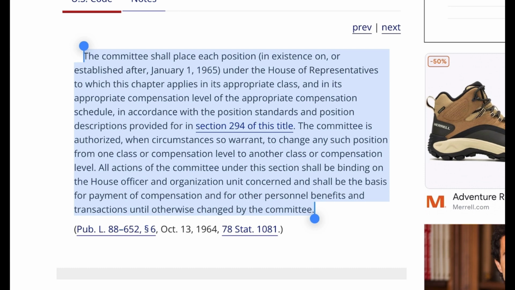The committee shall place each position in existence on, or established after, January 1, 1965 under the House of Representatives to which this chapter applies in its appropriate class, and in its appropriate compensation level of the appropriate compensation schedule, in accordance with the position standards and position descriptions provided for in Section 294 of this title. The committee is authorized, when circumstances so warrant, to change any such position from one class or compensation level to another class or compensation level. All actions of the committee under this section shall be binding on the House officer and organization unit concerned and shall be the basis for payment of compensation and for other personnel benefits and transactions until otherwise changed by the committee.